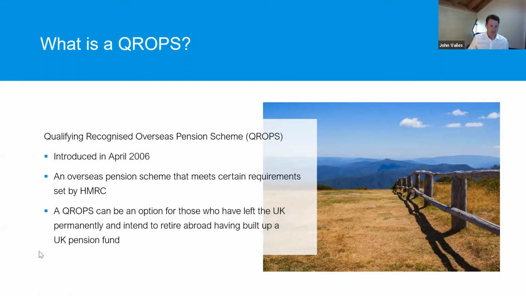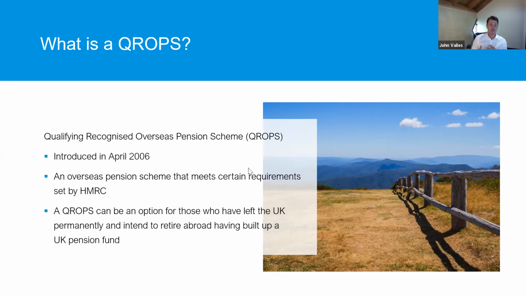So QROPS, it's an acronym you'll see a lot if you do embark on this process. QROPS stands for Qualifying Recognised Overseas Pension Scheme. In effect, it's a framework from UK HMRC. It was introduced back in April 2006 by the Labour government of the time. They were trying to simplify pensions. Before then, it was a bit like a Wild West. There wasn't much framework in place. So on the 6th of April 2006, they introduced what is now known as A-Day.